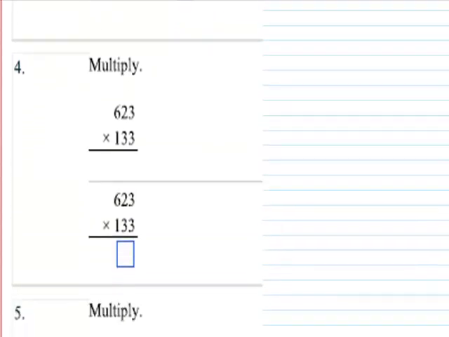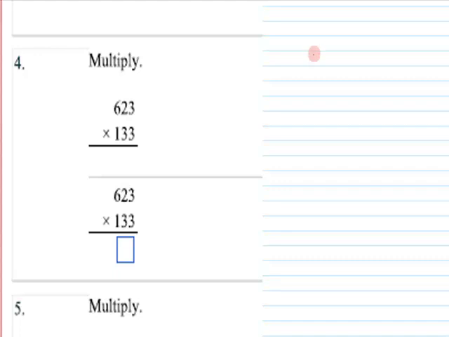All right, number 4. Numbers are getting a little larger. I have 623 and I'm multiplying by 133.